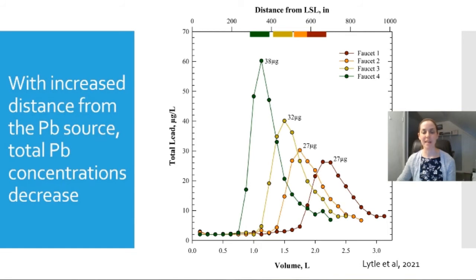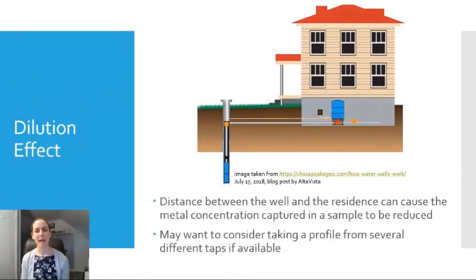As we get further and further away from the lead service line, the maximum lead observed in the profiles from the various faucets decreases. This is particularly important to keep in mind in a private well system because there is a dilution effect. The distance between the well and the residence can be great, and that can cause the metal concentration captured in a sample to be reduced. So you might want to consider taking a profile from several different taps if available.